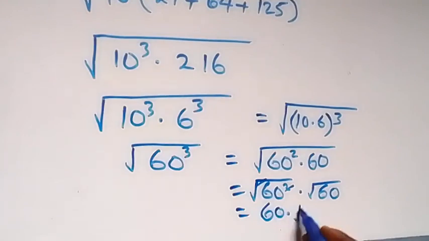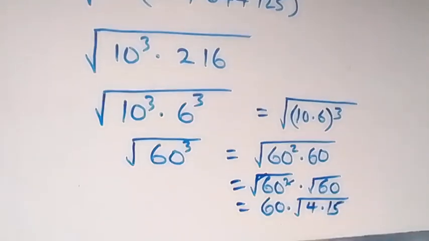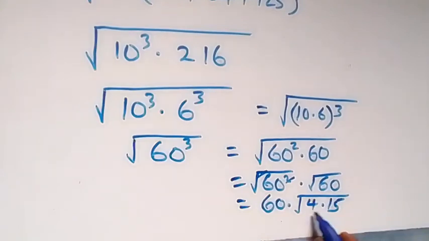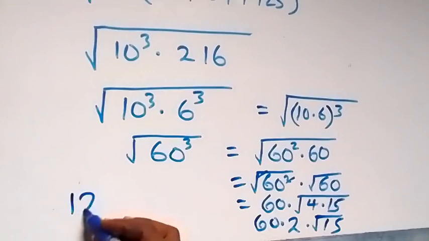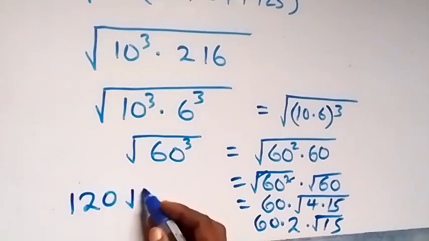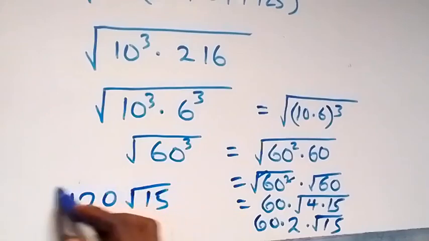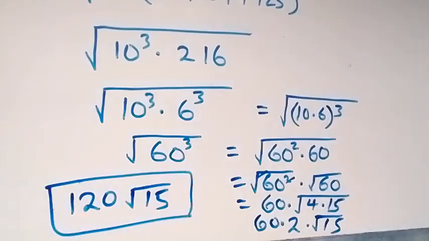times root 60 here, and we can write root 60 as 4 times 15. Also here we can separate this as root 4 times root 15, and root 4 here is 2, so we have 60 times 2 then multiplied by root 15. And from here, this implies we have 60 times 2, which is 120. So here this gives us 120 root 15. So here we have the solution to this problem.